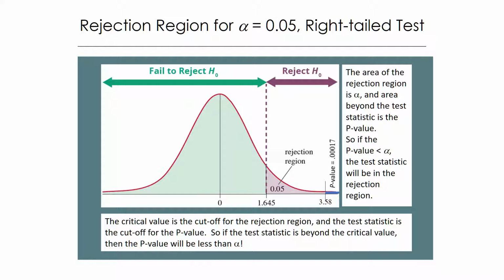That's what we call the critical value. The critical value is the cutoff for the rejection region, and the test statistic is the cutoff for the p-value. So if the test statistic is beyond the critical value, then the p-value would be less than alpha. So these go hand in hand. And again, the area of the rejection region is alpha, and the area beyond the test statistic is the p-value. So if the p-value is less than alpha, the test statistic will be in the rejection region. So you can use either value to make your decision, either the test statistic being in the rejection region or the p-value being less than alpha.